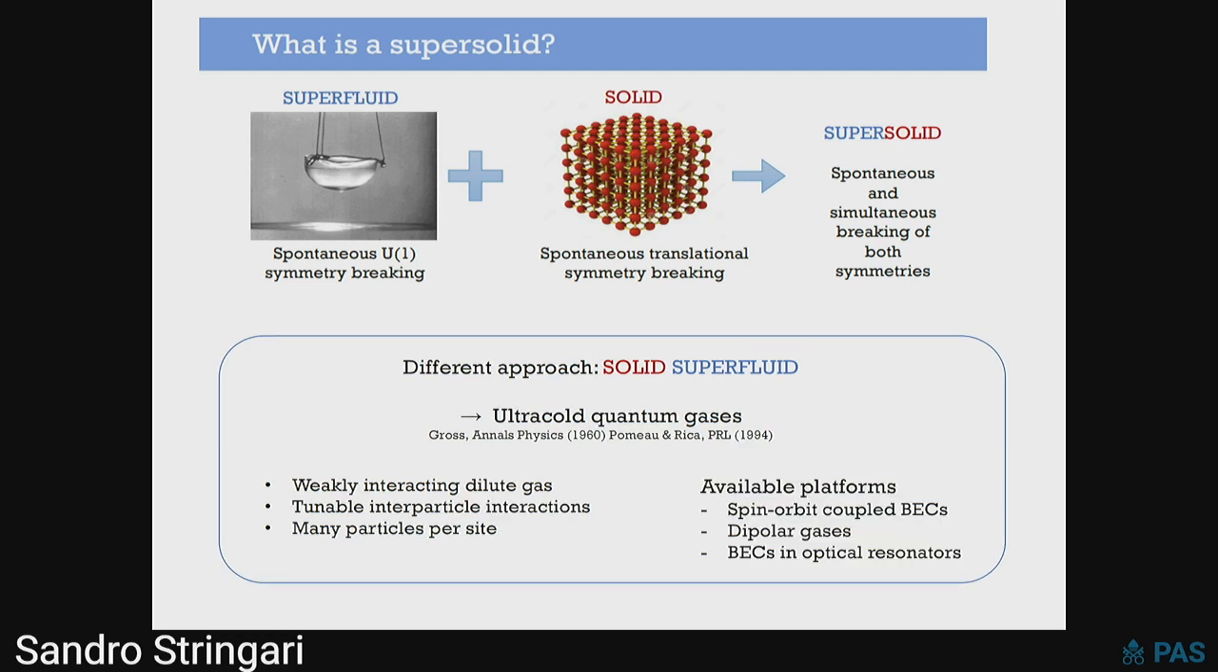At this moment, there are at least three platforms that have been very successful in generating supersolidity: the spin-orbit coupled BECs, which were for the first time obtained in the supersolid phase in a seminal paper by the Ketterle group, and then the dipolar gases, which is probably the main topic of my next slides, and also BECs in optical resonators.